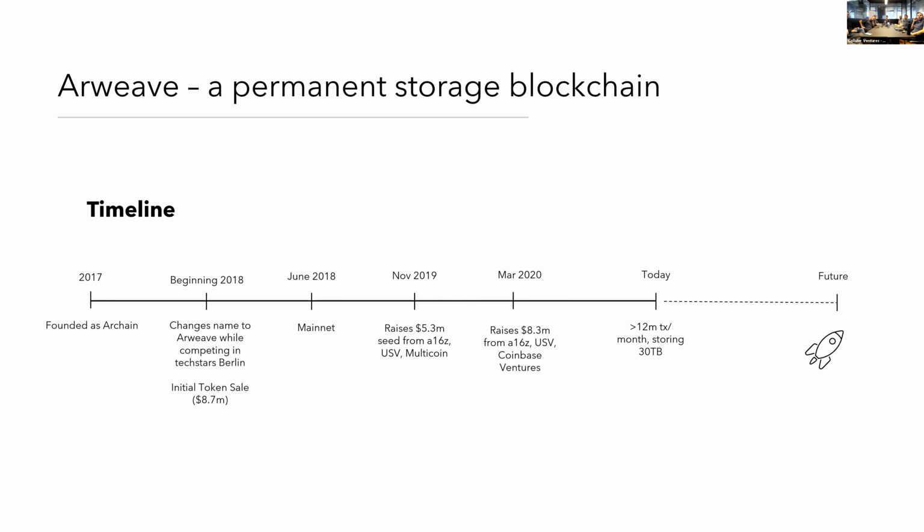And Arweave is a permanent storage blockchain. And I'm going to explain in a minute how it solves the problem that I just talked about. It was founded in 2017, and it was part of the Techstars Berlin Accelerator. And it raised an initial token sale of about $9 million. It went on mainnet in mid-2018. In November 2019, it raised about $5 million from A16Z, Union Square Ventures, Multicoin, tier 1 funds in crypto. And then it raised another round in March from the same investors.